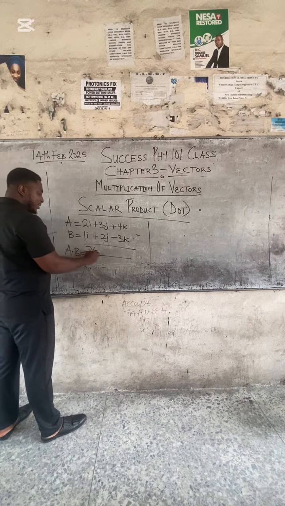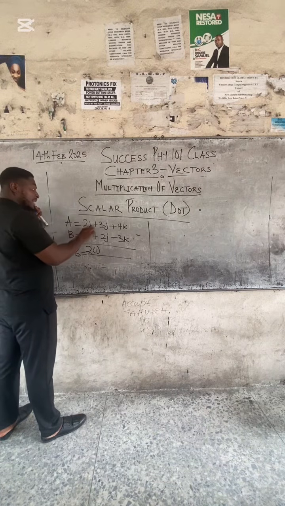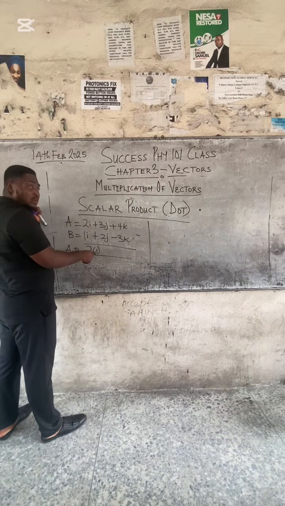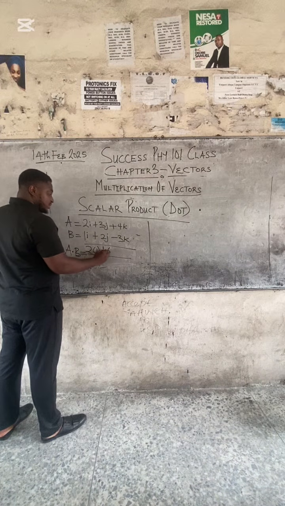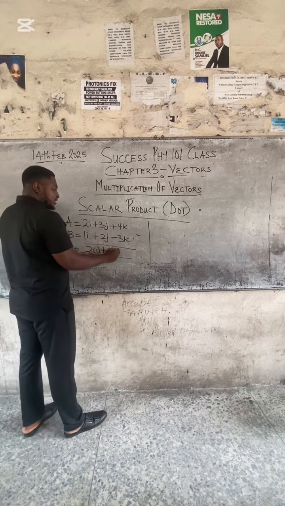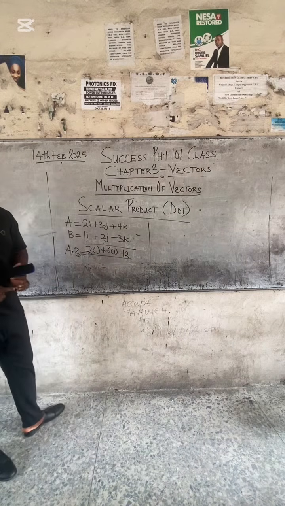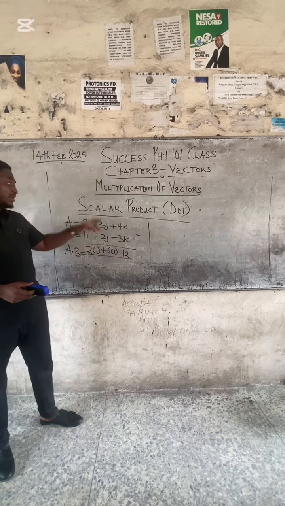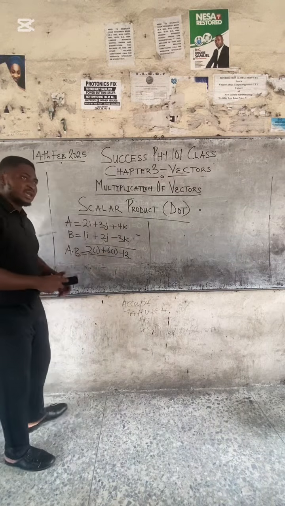So when multiplying vectors, first multiply the numbers, then multiply the vectors. 2 times 1 is 2. Check your book. I to I is what? 1. Check the rule I just gave you. Next one, 3 times 2 is 6. J to J is 1. The next one, plus 4 times minus 3 is minus 12. First of all, plus times minus is minus. Thank God I gave you the rule, right? Plus times minus, minus. 4 times 3 is 12. K dot K is 1.